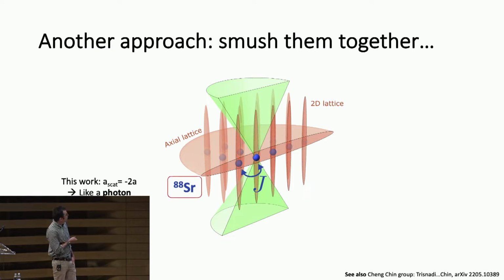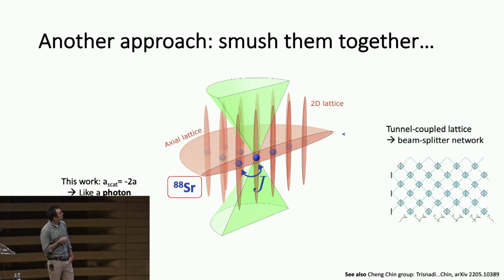For the physics that I'm going to describe, this is strontium-88, so you can think of it as like a photon in the sense that the interactions are 50 times less than what you have in a typical rubidium experiment. Furthermore, I want you to think of this lattice potential as basically a beam splitter network. Each time the atom tunnels, it has some chance to tunnel or not tunnel, in the same way as a photon has some chance of being transmitted or reflected by a beam splitter.